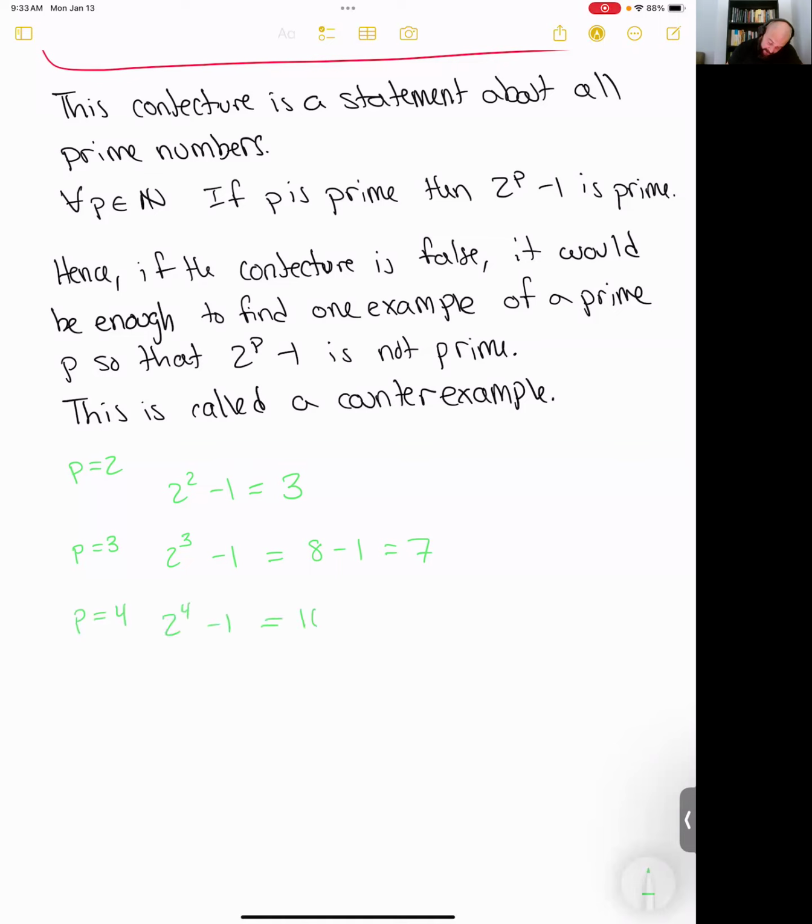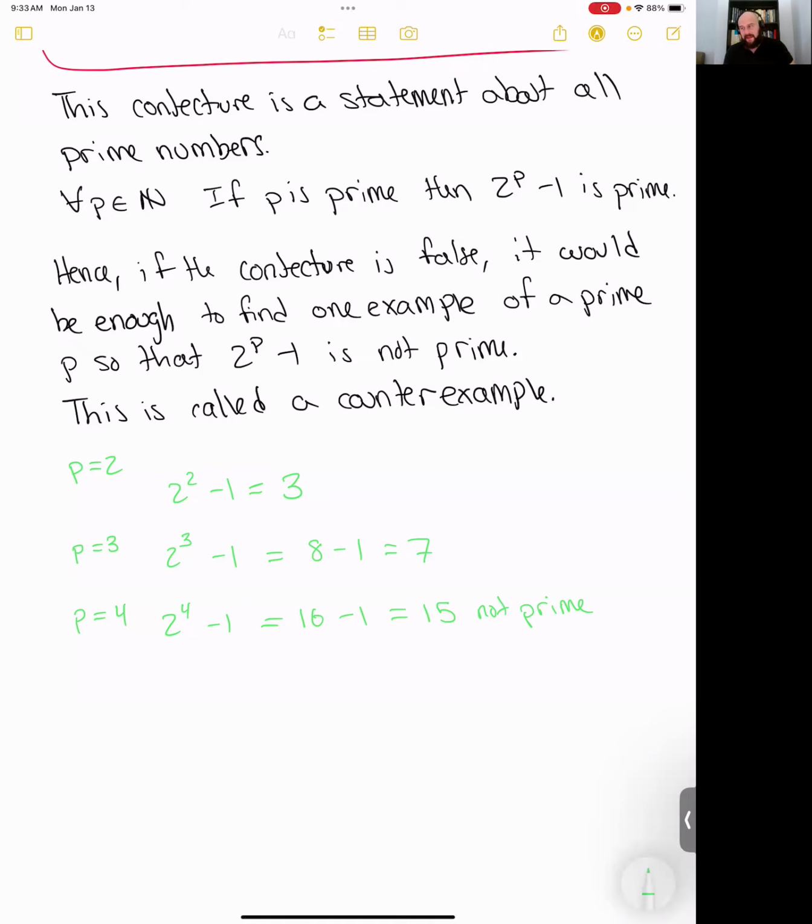2 to the fourth is 16 minus 1. But now it doesn't work, right? Because let's just make sure. 2 times 2 is 4, 8, 16 minus 1 is 15. Yeah, and 15 is odd, but it's not prime, right? So this is not prime. And hence, that's it. It's not true. I mean, it might be true for even infinitely many prime numbers. I don't know, but it's certainly not true for all prime numbers. And so the statement is not true.